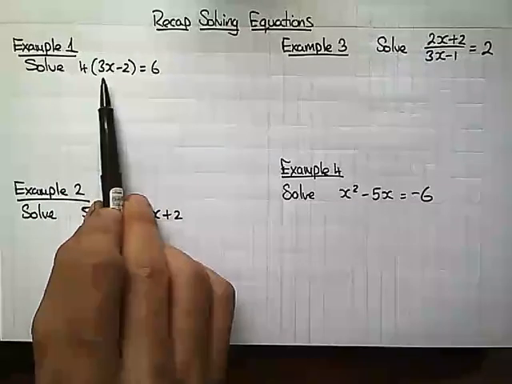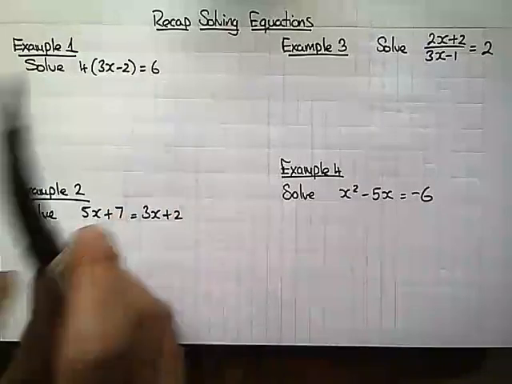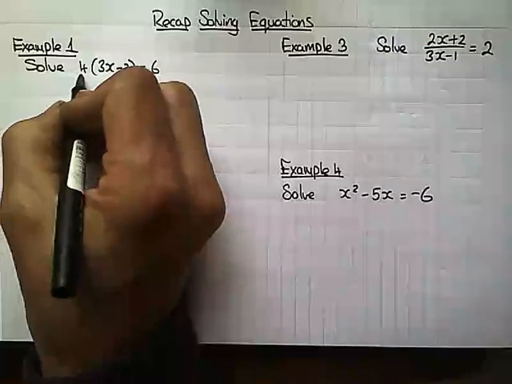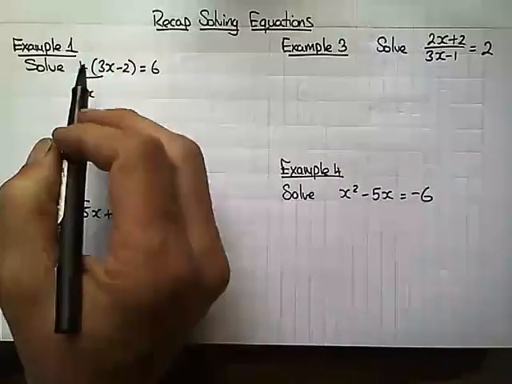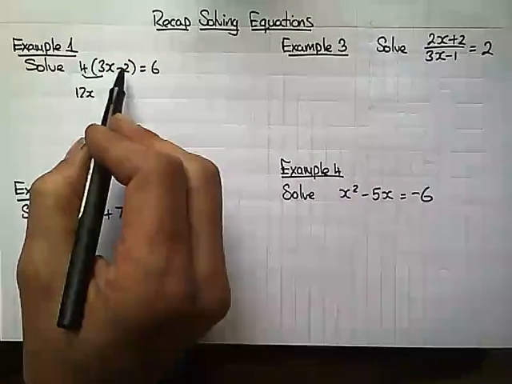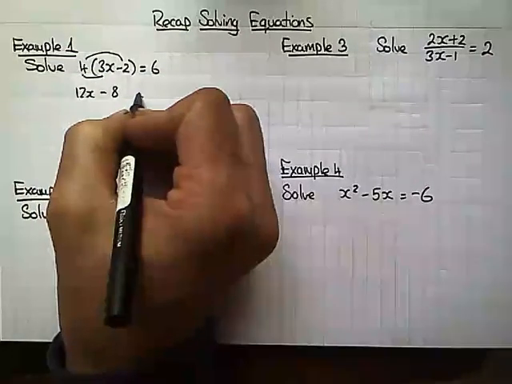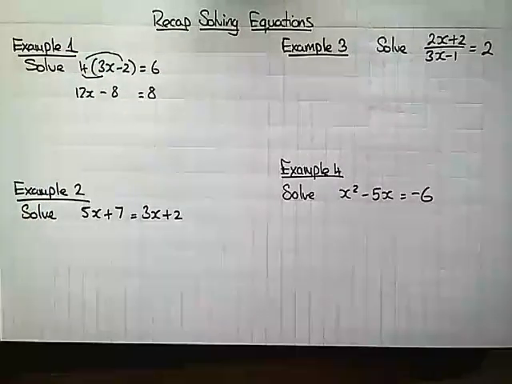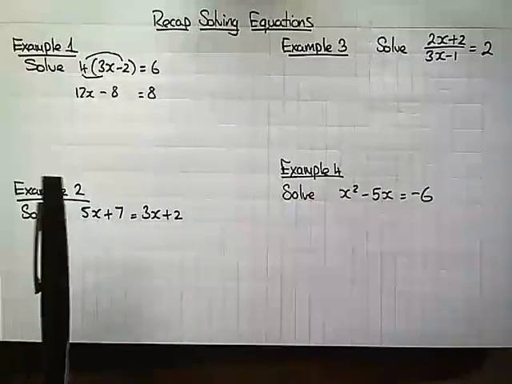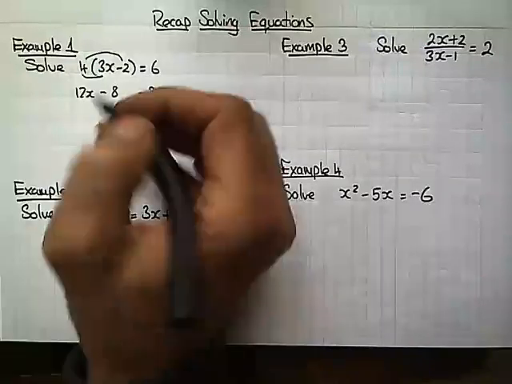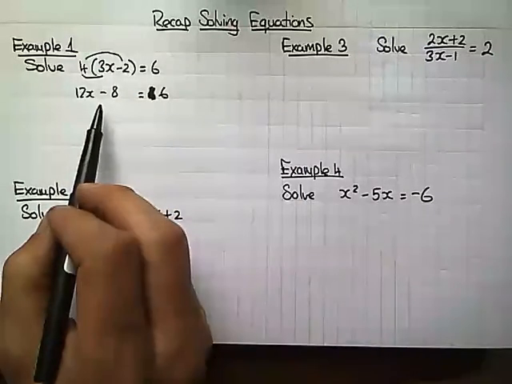So we'll expand the bracket on the left hand side, but we won't do anything to the right hand side. Okay, that's the first step. So 4 times 3x will give me 12x, and 4 times minus 2 will give me minus 8. Right, this is quite a normal calculation now. Sorry, this is a 6, I don't know why I've done that. Similar to what we've done before.